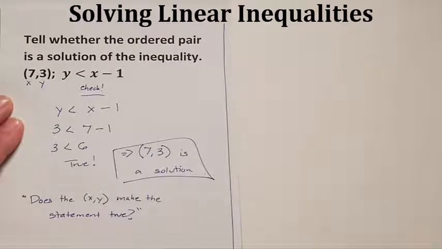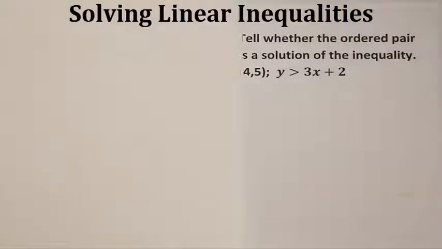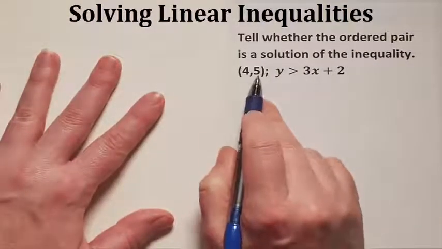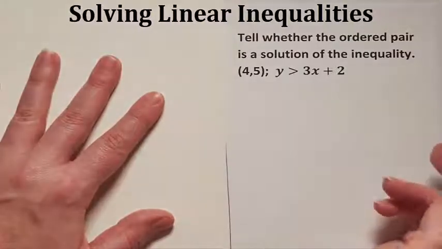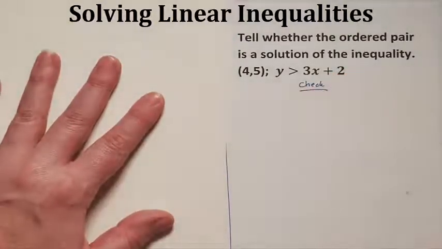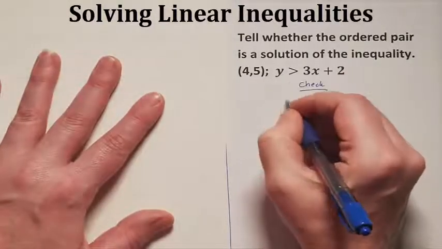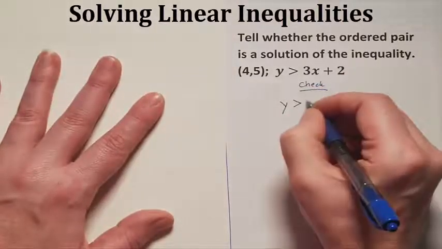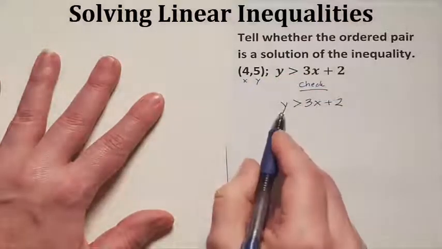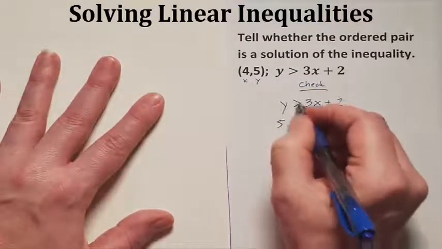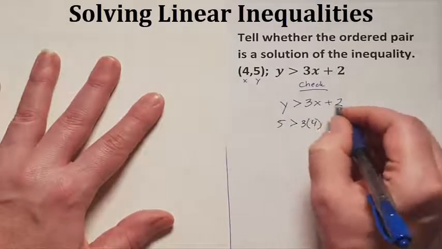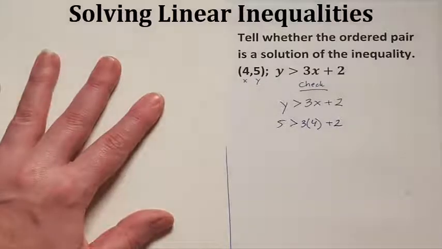So let's go ahead and look at the second point. So here's our second problem. They want to know if the coordinate point 4, 5 makes this statement true. So we are checking. Check to see if that answer is a correct answer or not. So y is greater than 3x plus 2. This is an xy coordinate point. I need my y, which is 5, to be greater than 3 times the x of 4, and I'm supposed to add 2.